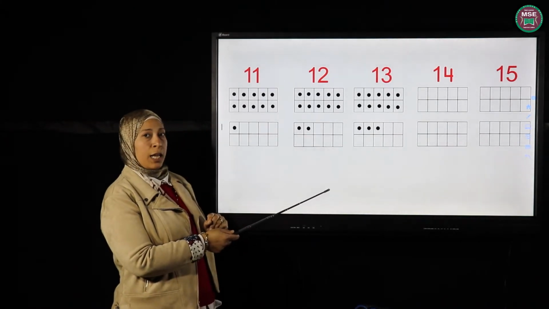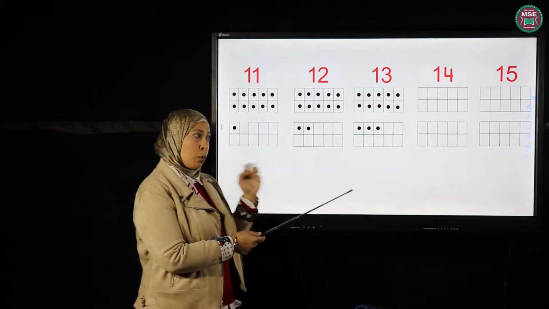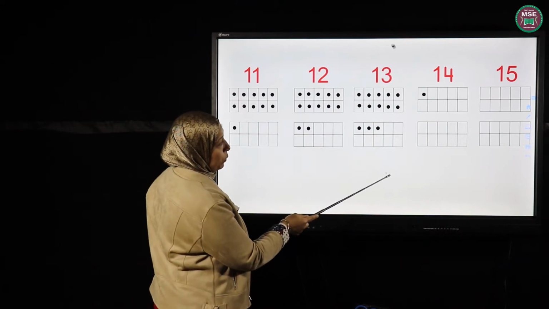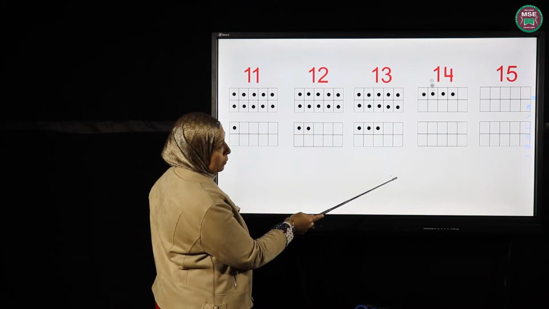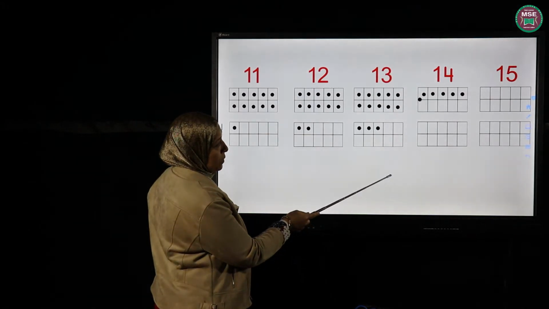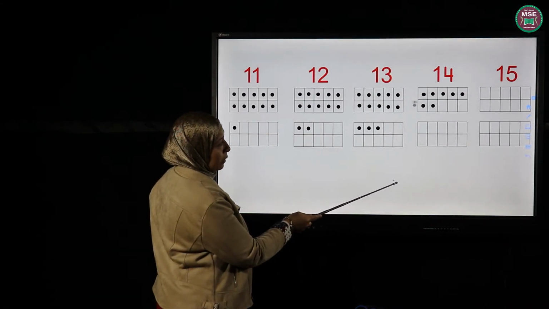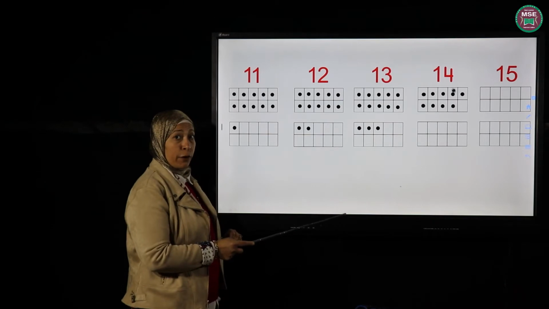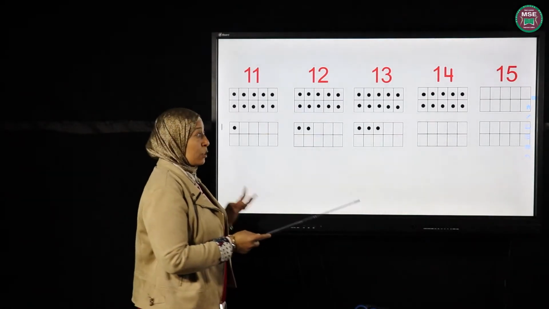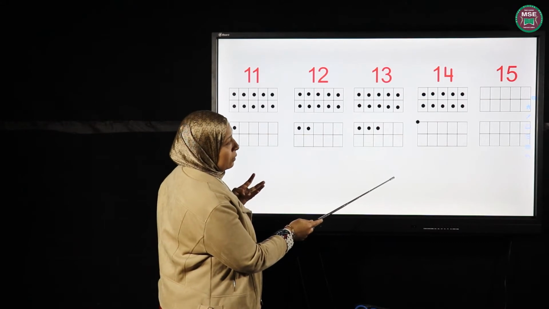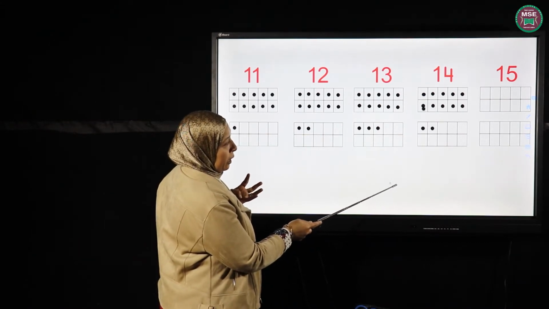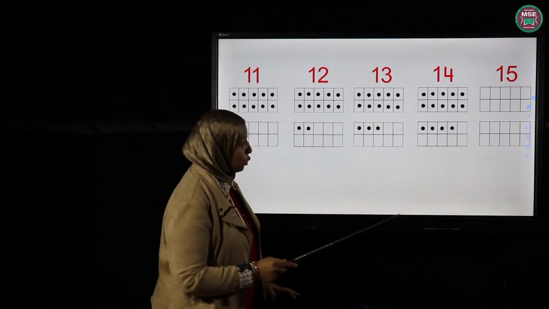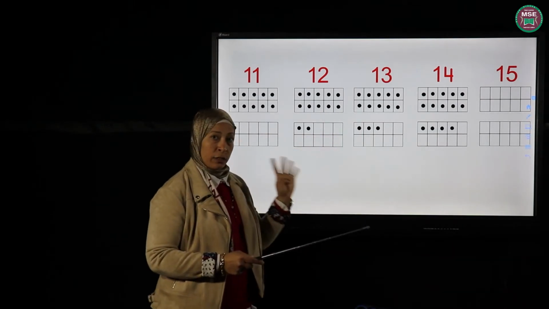What about 14? How many more bouncing balls do I need more than 10? Yes, excellent. 4. Let's do it. 1, 2, 3, 4, 5, 6, 7, 8, 9, and finally 10. Now I have the 10 frames. How many more do I need? Yes, super. 4. 11, 12, 13, and 14. Okay, so now to show 14 on the frames, I need 10 and 4.